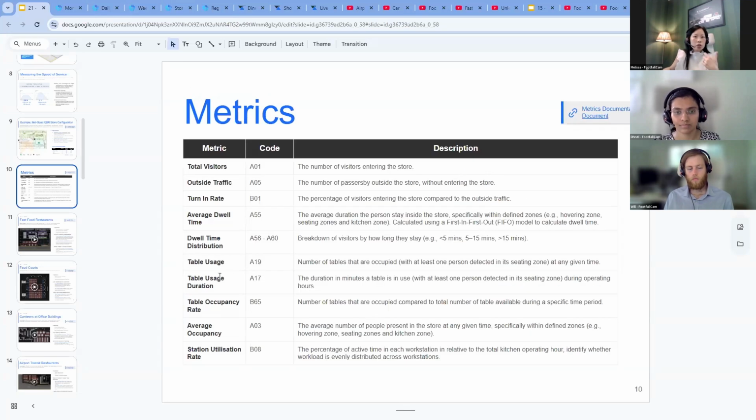The table usage, the usage duration, occupancy rate, your average occupancy of your whole store, and station usage, so these are for the kitchen station utilization rate and all that. These are all the metrics that you can see. So now you see why it is a must-have.